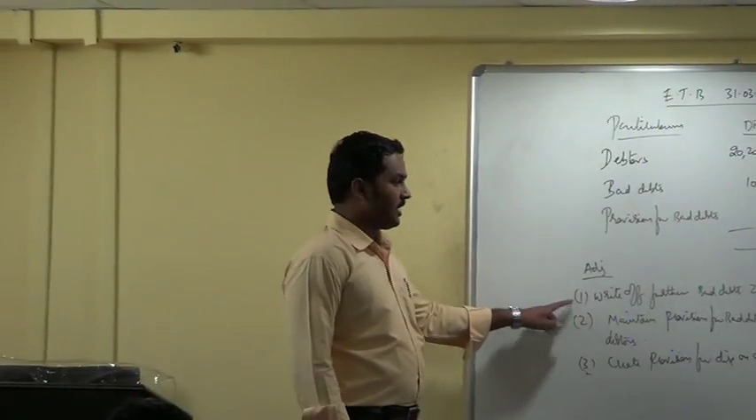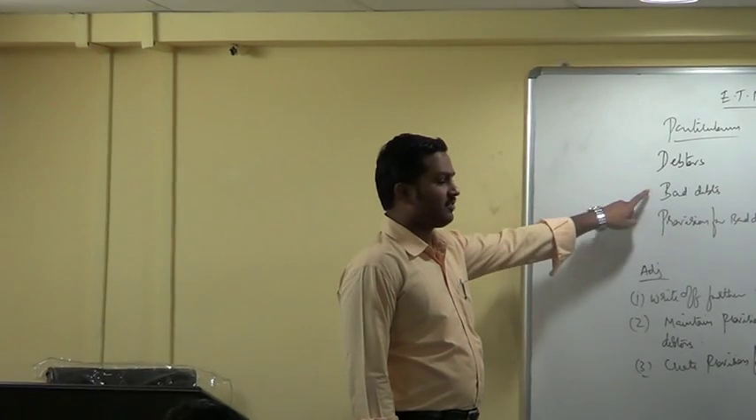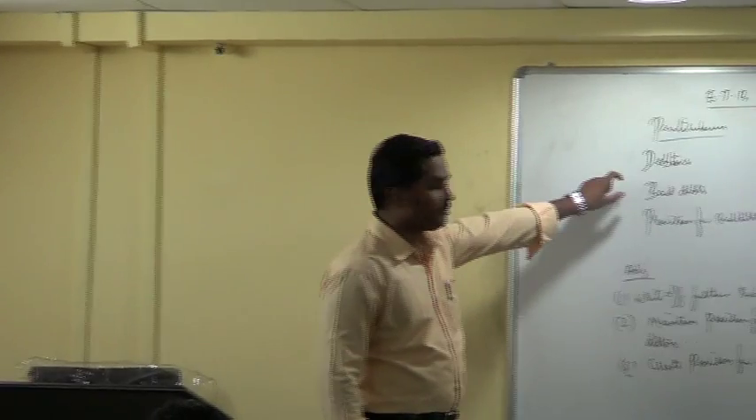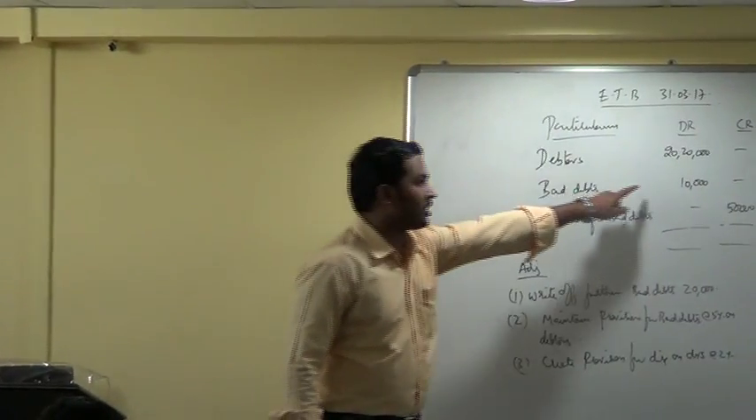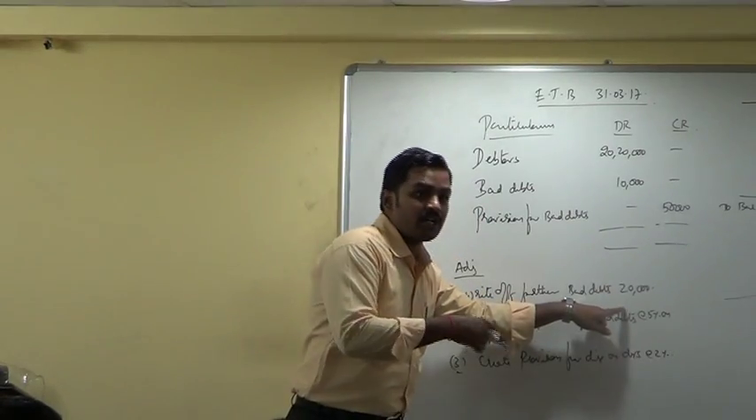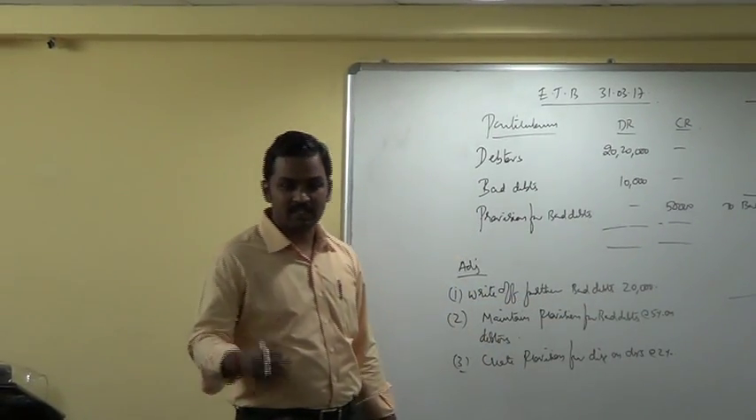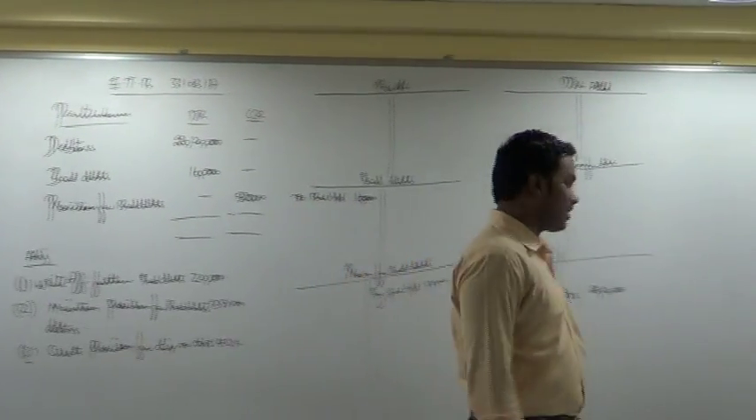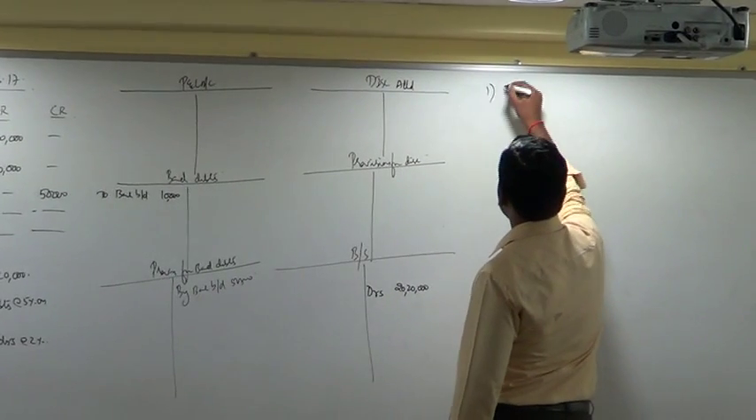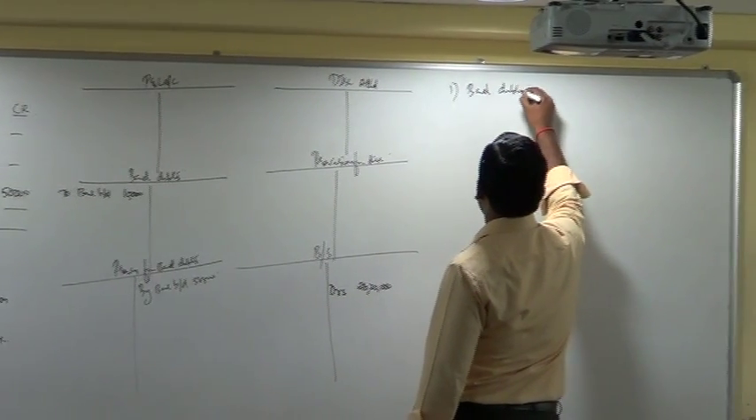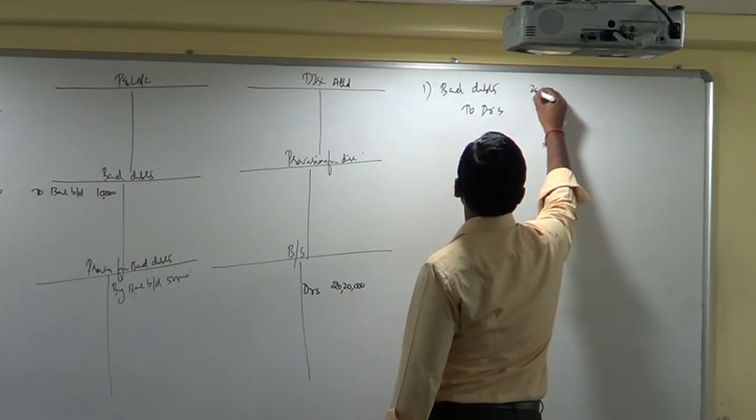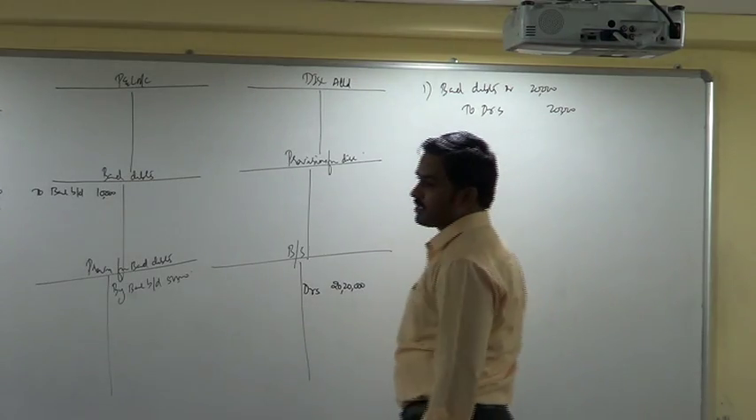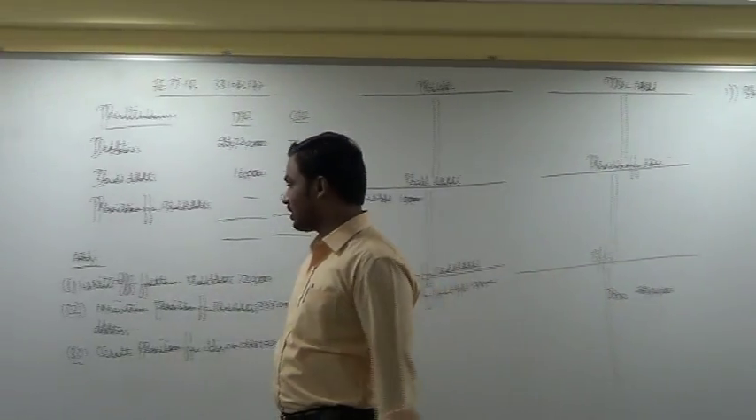Now read the adjustment. Write off further bad debts 20,000. Apart from what is given in the trial balance, we have to now write off another 20,000 rupees. Already some bad debts have been written off: bad debts recorded 10,000, now to be recorded 20,000. So what is the entry you have to write for bad debts to be further recorded? Bad debts account debit to debtors account, 20,000.